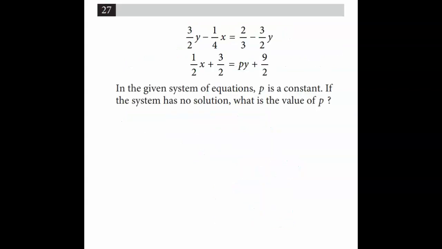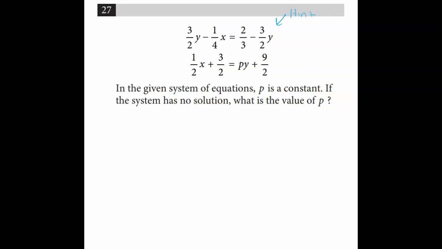All right, number 27. So in this given system of equations, P is a constant. If the system has no solution, what is the value of P? All right, so whenever I see something like this, remember, it's a hint. This looks like elimination for this system of equations. And I know this because usually when they stack variables like this, like x and y, over top of each other, they want us to subtract them and then be able to eliminate them. So once again, this is a hint.